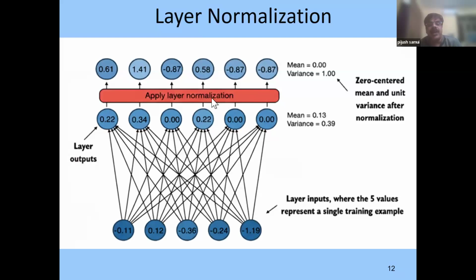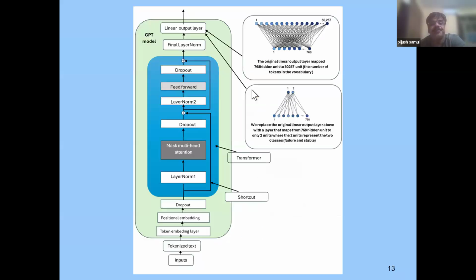After layer normalization, it changes to 0.61, 1.41, 0.87, 0.58, minus 0.87 and minus 0.87. That means the mean will come to 0 and the variance will be 1. So this is the layer normalization that has been adopted for the development of the LLM model.